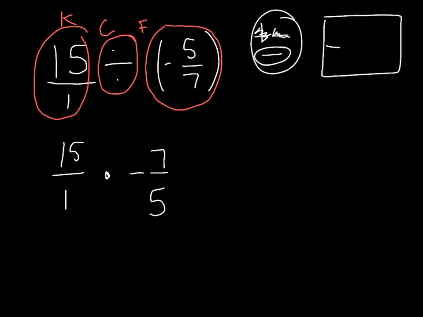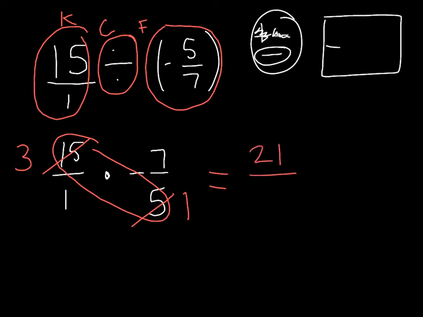So I'm going to go ahead and ninja simplify, check my corners. 15 and 5, I can divide by 5 on both of those. They have a common factor of 5. So 5 divided by 5 is 1. 15 divided by 5 is 3. If I check the 7 and the 1, they don't have a common factor, so I'm going to leave those alone. Now I have 3 times 7, which is 21, and 1 times 1, which is 1. 21 divided by 1 is 21, and that would go up in my final answer box.